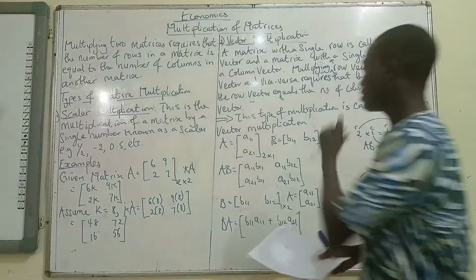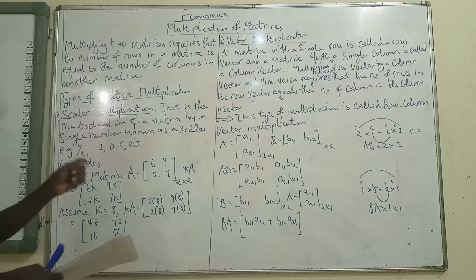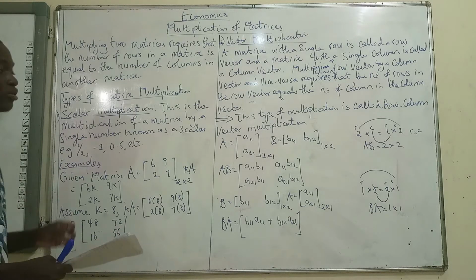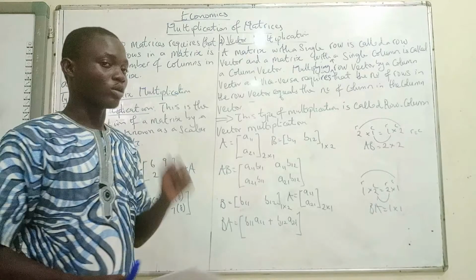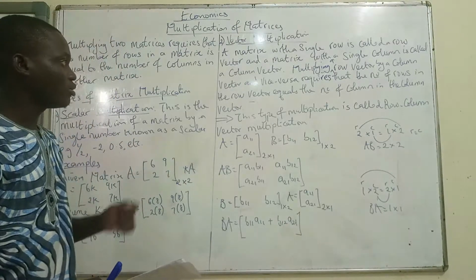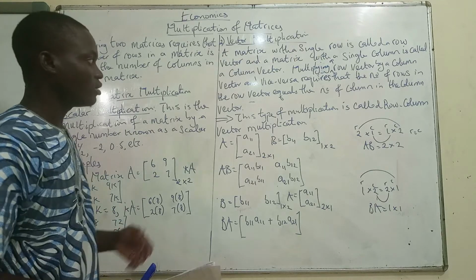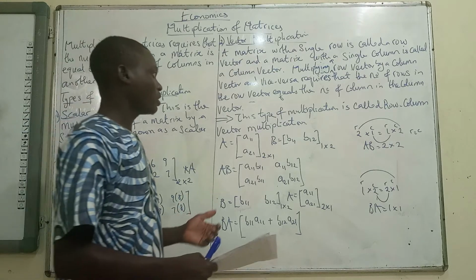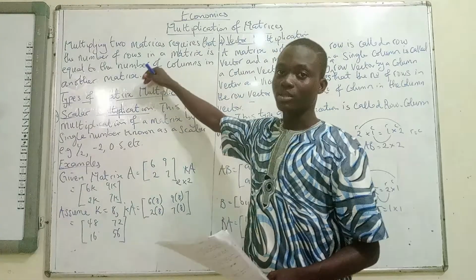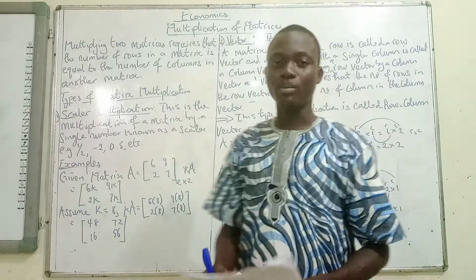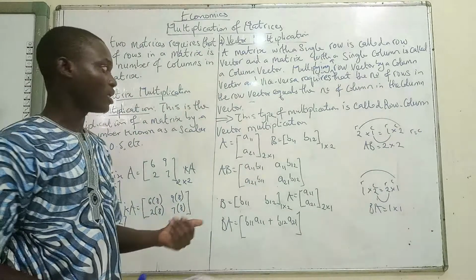Now let's come to where the work actually is, which is talking about vector multiplication. Now a matrix with a single row is called a row vector, and a matrix with a single column is called a column vector. Multiplying a row vector by a column vector and vice versa requires that the number of rows in a row vector equals the number of columns in the column vector, which was what I was trying to explain. This is actually important and useful when we start talking about vector multiplication of matrices.